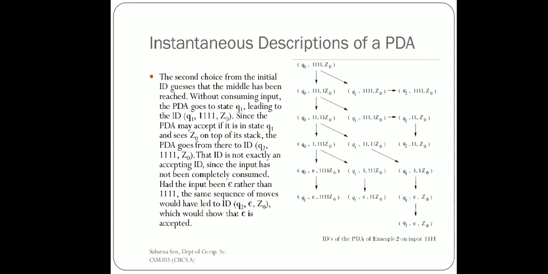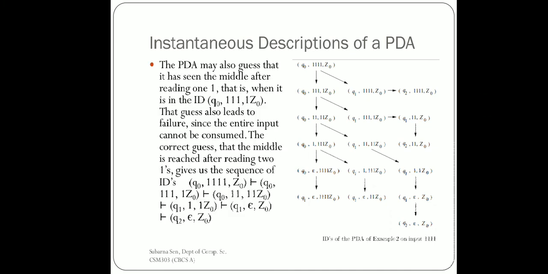Had the input been epsilon rather than 1111, the same sequence of moves would have led to ID q2, epsilon, Z0, which would say that it is accepted. Means if my input string is epsilon in place of 1111, this path was correct, right? If the input is epsilon, it has nothing to push, nothing to do, ultimately it is an accepted string, because epsilon is the empty string, the reverse of itself, no issue, so we can follow this path. But since our input is 1111, we cannot follow this path, okay, right?